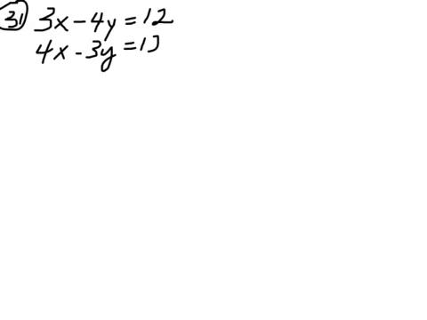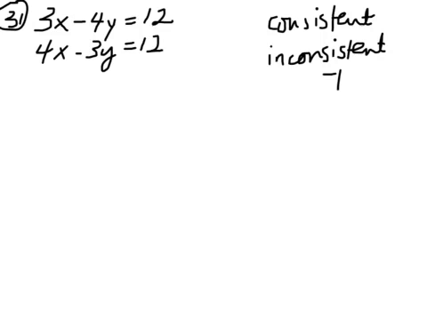We'll look at 31 now. 31 is 3x minus 4y equal 12. And 4x minus 3y equal 12. And again, they want us to put this in slope-intercept form. And then we're going to tell whether it's consistent with having a solution or inconsistent with having a solution, okay? Inconsistent means parallel. Consistent means it has a solution, or at least one solution.